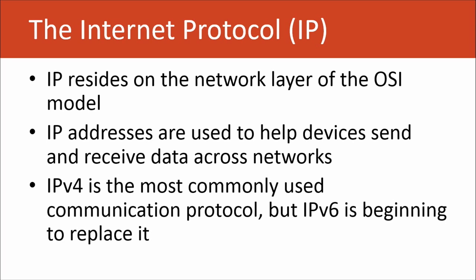The Internet Protocol resides on the network layer. Go ahead and recall that from our detailing of the OSI model. IP addresses are used to help devices send and receive data across networks. Remember that they are very much like our mailing addresses. If you mail something to your mom, or you mail something to a friend, it's the same way computers communicate: they use addresses in order to make sure that information goes to its intended destination. IPv4 currently is the most commonly used communication protocol, but IPv6 is starting to replace it, and it's already being used more widely everywhere.